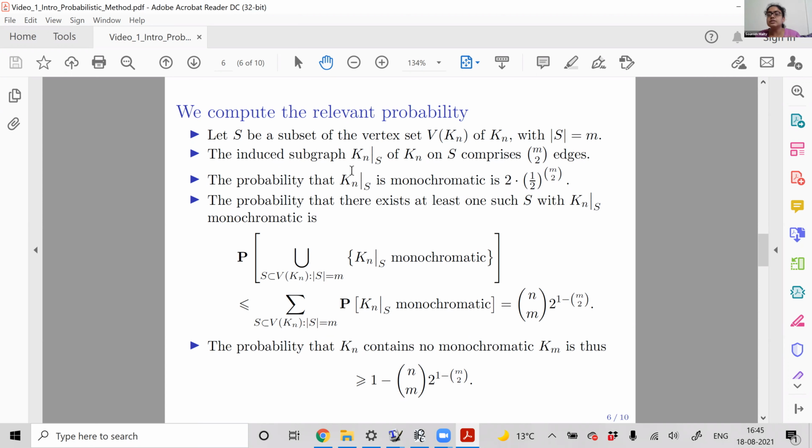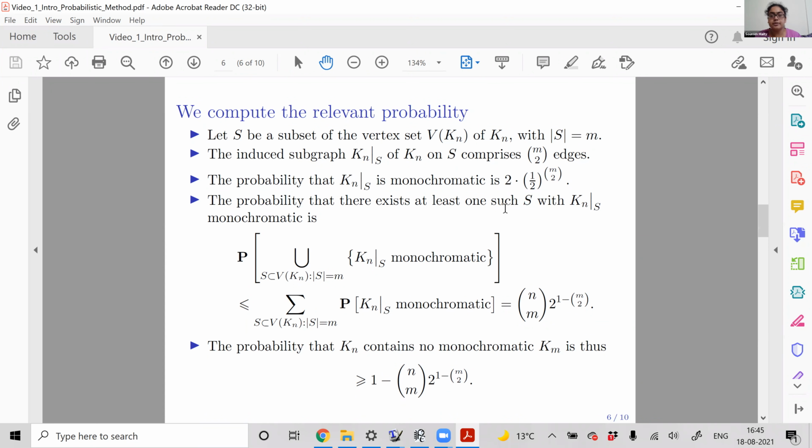It means that all of these M choose 2 many edges have to be of the same color. This color can be either red or blue, so you have a choice there. So that's why I get a 2 as a factor, because it can be either red or blue. I'm just asking for monochromatic, so it could be any one of these colors. Once you have chosen and fixed the color, then you need to make sure that all the M choose 2 many edges that are inside the subgraph induced by K sub n on S are assigned this particular color, okay?